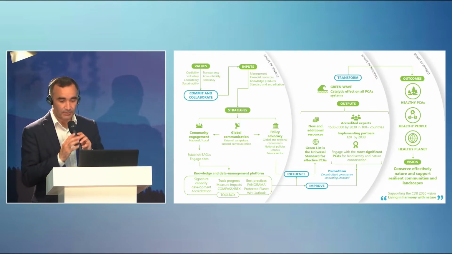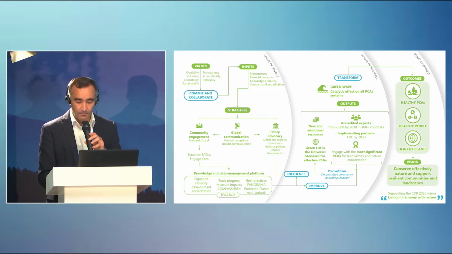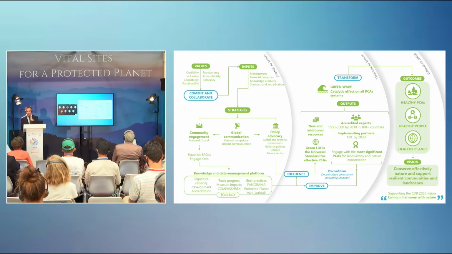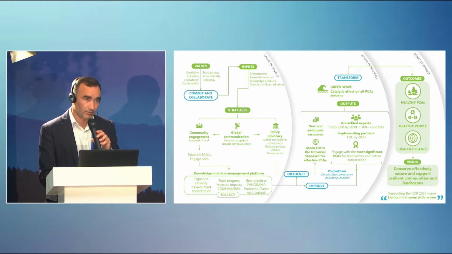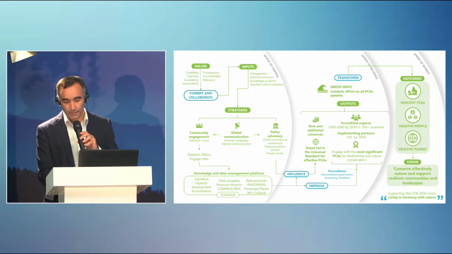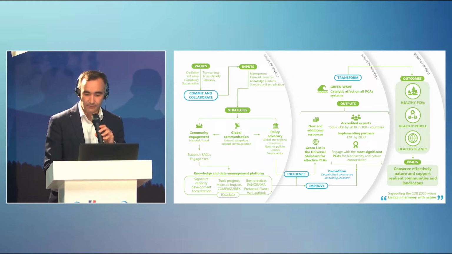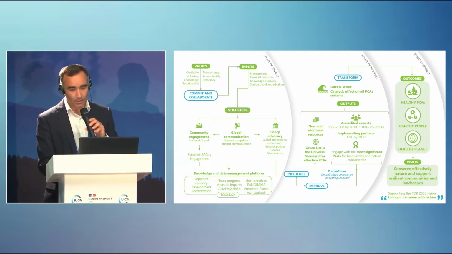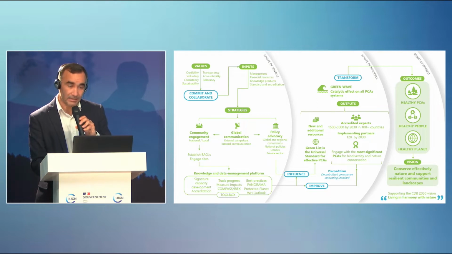The development plan itself is based on the theory of change, as you can see on the graph, the figure. And we aim by 2030 to conserve effectively nature and support resilient communities and landscapes to help them also to cope with global changes, like climate change in particular. And this vision aims to support the CBD 2050 vision, living in harmony with nature. We would like to achieve some key expected outcomes regarding the PCAs, the protected and conserved areas, to have healthy people, healthy PCAs, and healthy planet.